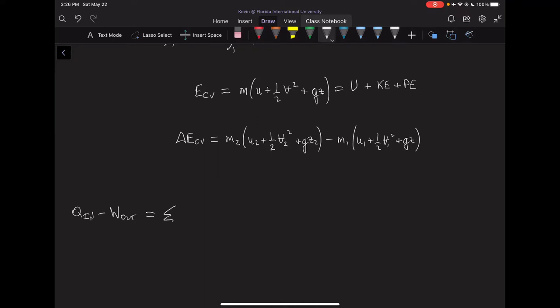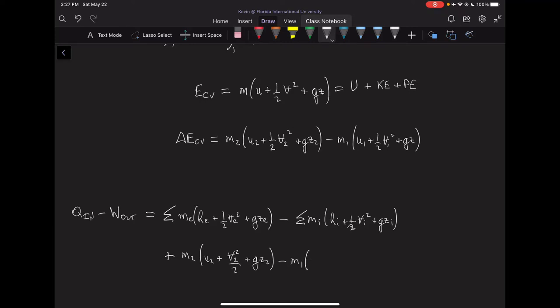is equal to the sum of the mass exiting times h_e plus 1/2 V_e squared plus g z_e, minus the sum of the masses in times h_i plus 1/2 V_i squared plus g z_i, plus, I'm going to write it under here, plus m2 times u2 plus V2 squared over 2 plus g z2, minus m1 times u1 plus V1 squared over 2 plus g z1, all close bracket, and that gives us our equation.